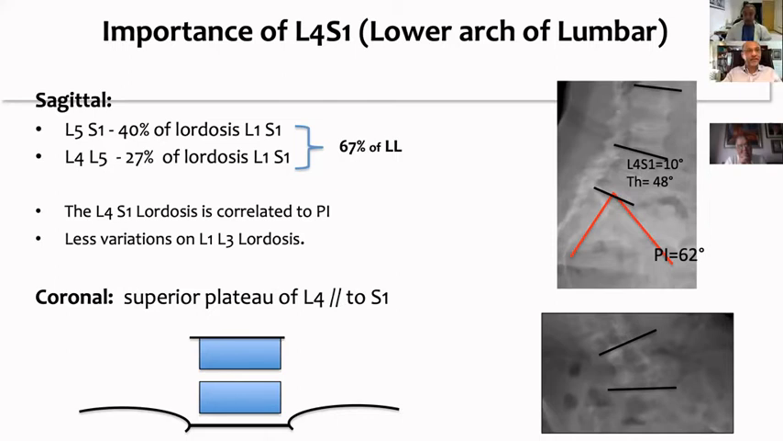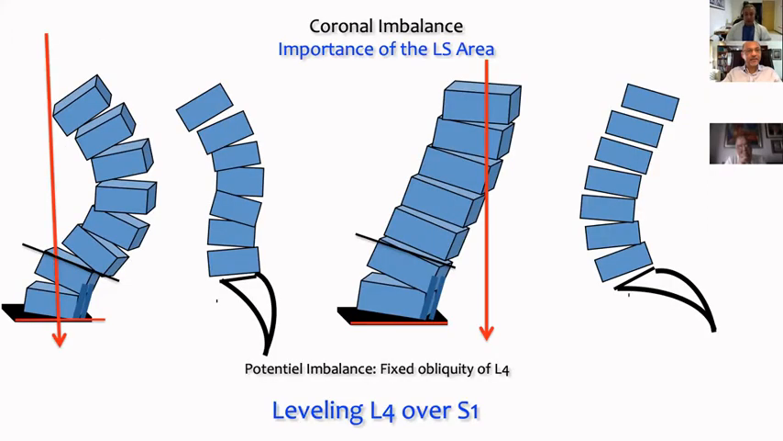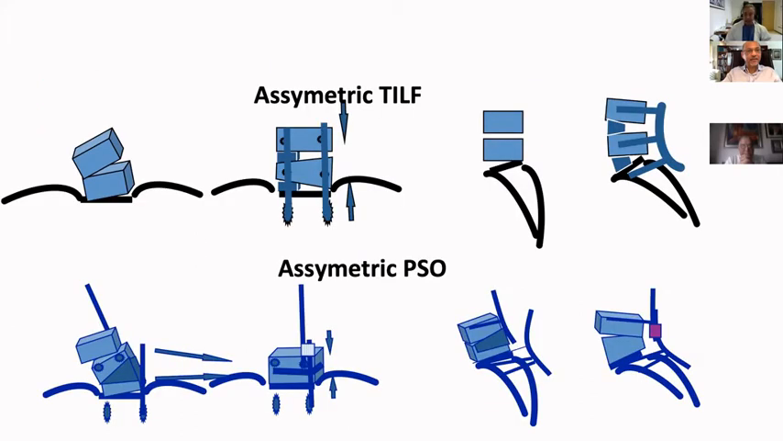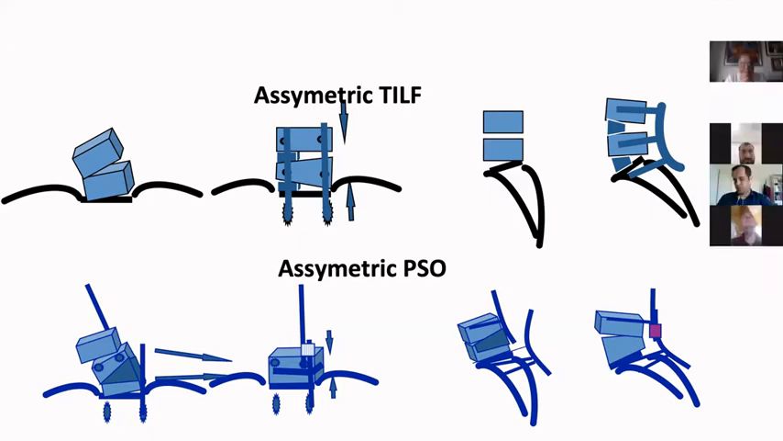The superior plateau of L4 has to be leveled parallel to the superior end plate of S1 in order to start your correction. So leveling L4 parallel to S1 is the first thing you have to do and think about in correction. There are many ways of getting this correction, either by asymmetrical TLIFs, placing cages asymmetrically, or, more radically, asymmetrical PSO. It depends on whether your disc is mobile or whether you have a rigid segment that needs osteotomies.